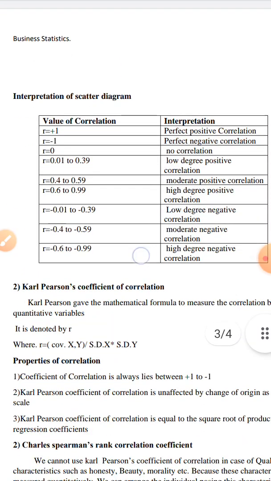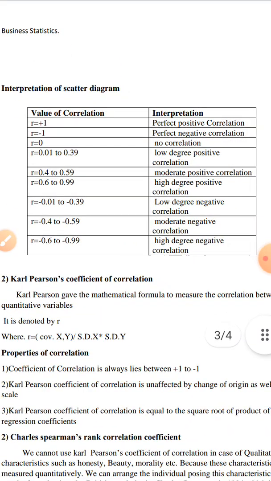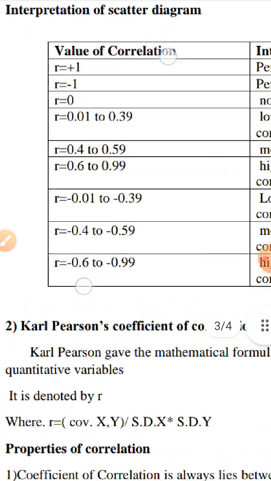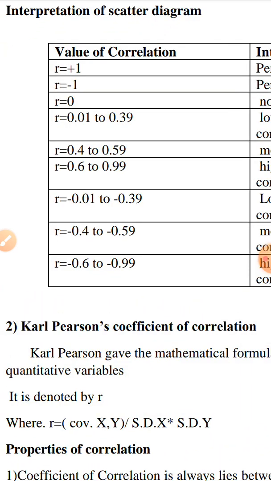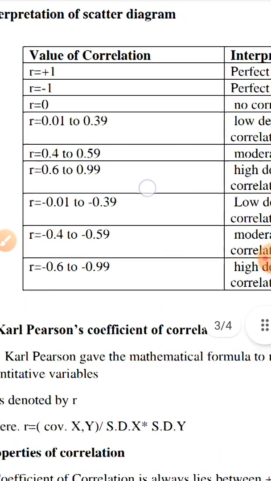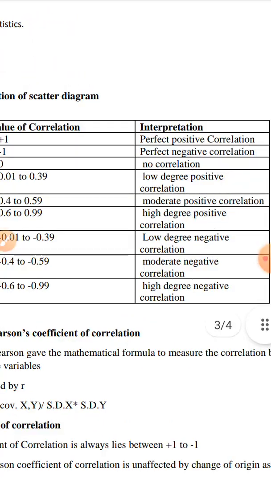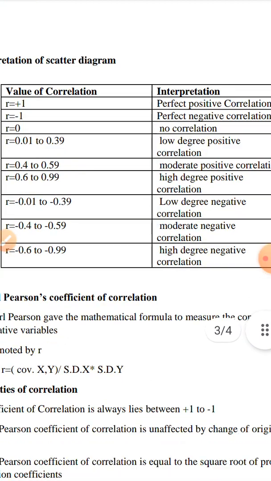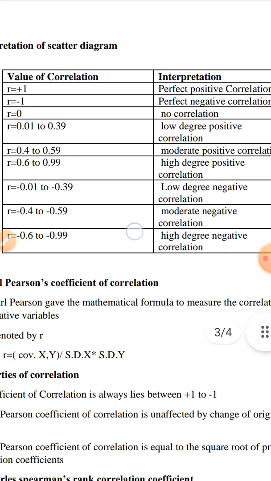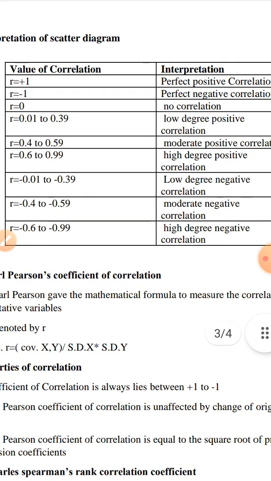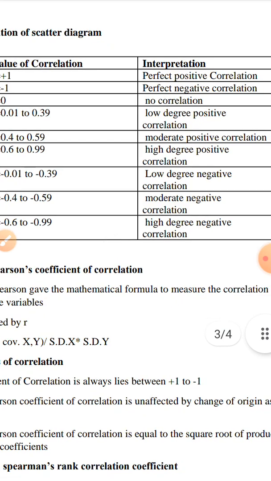If the graph is a straight line, or if the value of r, that is the value of the correlation, is exactly plus 1, then the interpretation is perfect positive correlation. We can say that the value of perfect positive correlation is equal to plus 1. There are some values or ranges of correlation and their interpretation.